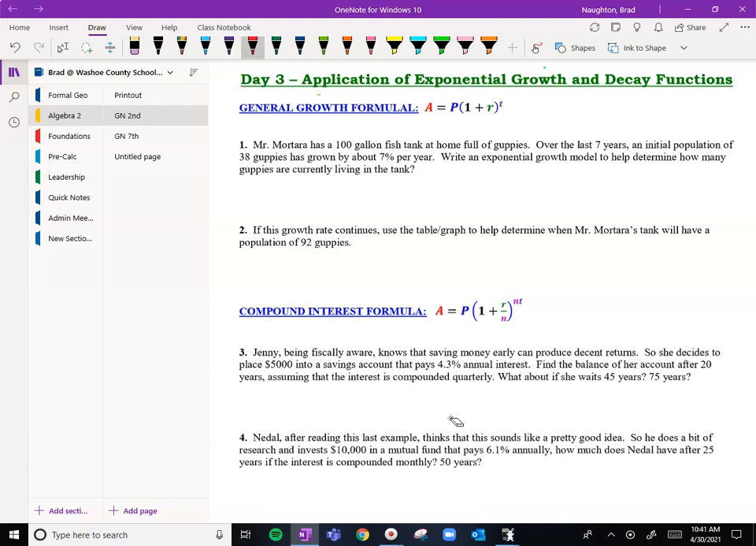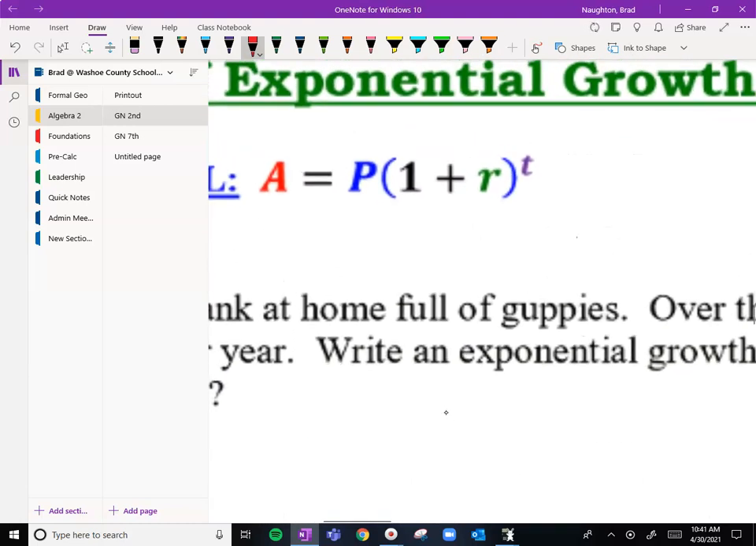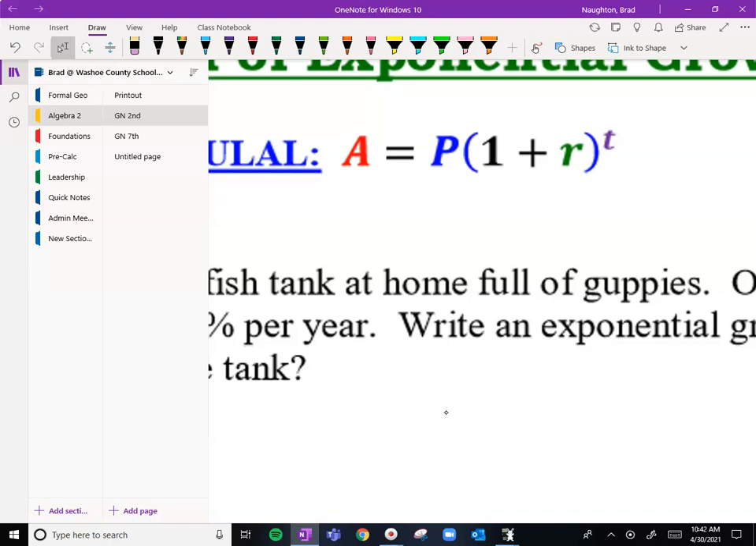We're going to use a couple of formulas today. Our first one is going to be the general growth model. That's the one we have highlighted in here. Let's take a look at these variables.